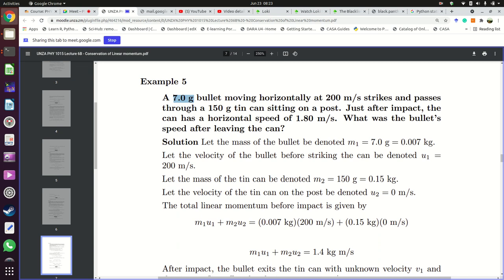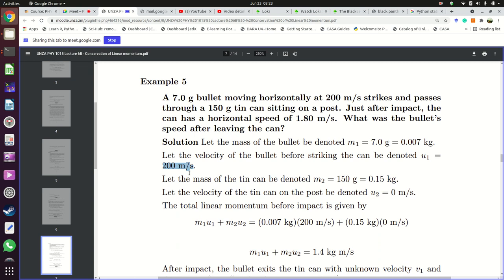So M1 is going to be 7 grams, and we need this in kgs, so it's going to be 0.007 kgs. Then the velocity of the bullet before it hits the can, that's what we denote as U1. We denote that as 200 meters per second.